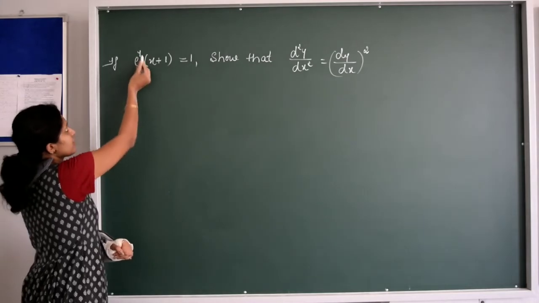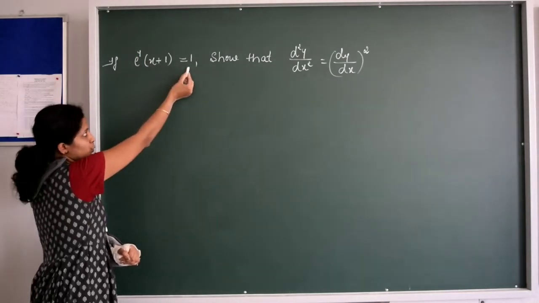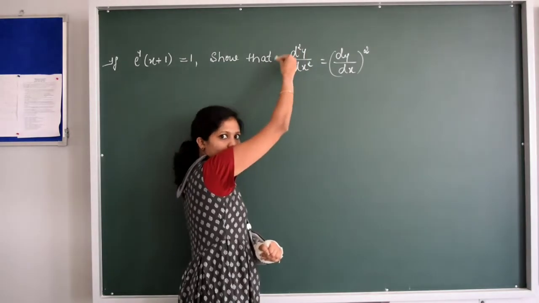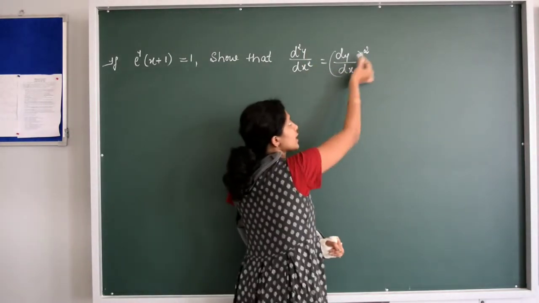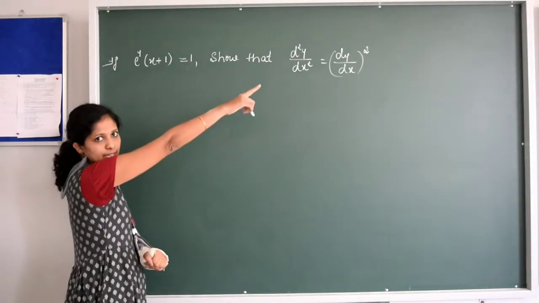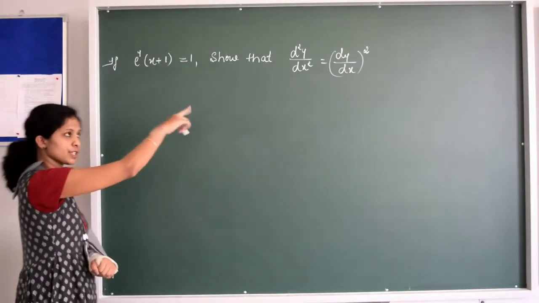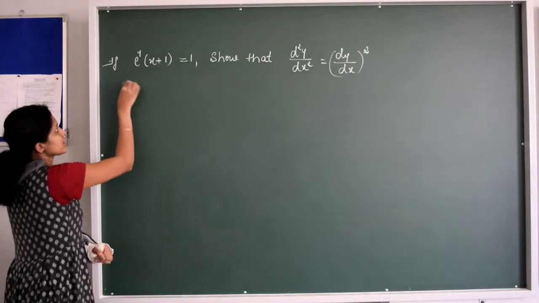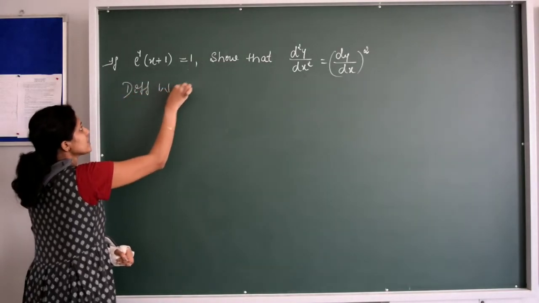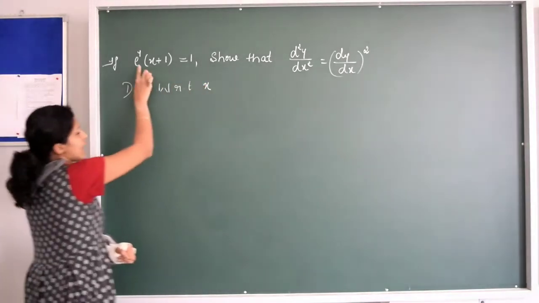If e to the power y into x plus 1 is equal to 1, show that d square y by dx square, I mean the second order derivative, is equal to the square of the first order derivative. Is it clear? So here we need d square y by dx square, so we have to differentiate the function twice. We will differentiate this with respect to x.